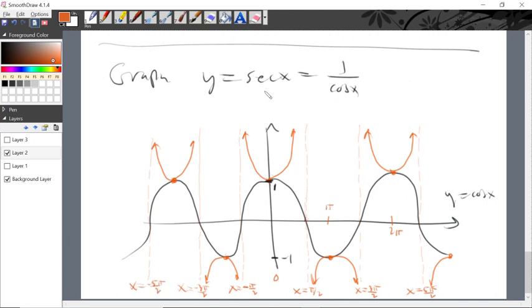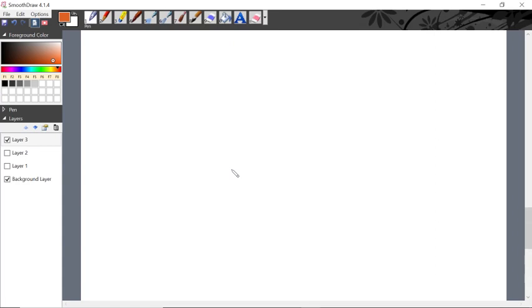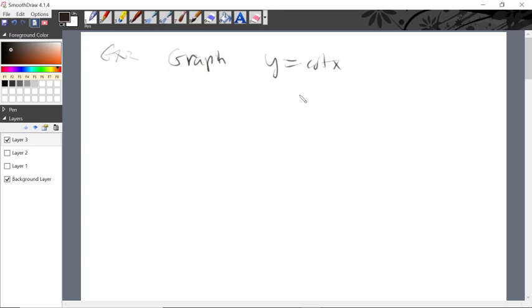Now you can do analysis of the secant function by sketching its graph as well. One more: the cotangent function. We can construct its graph also by taking a reciprocal, in this case the reciprocal of the tangent function. So graph y equals the cotangent of x by noting that the cotangent of x is 1 over the tangent of x.